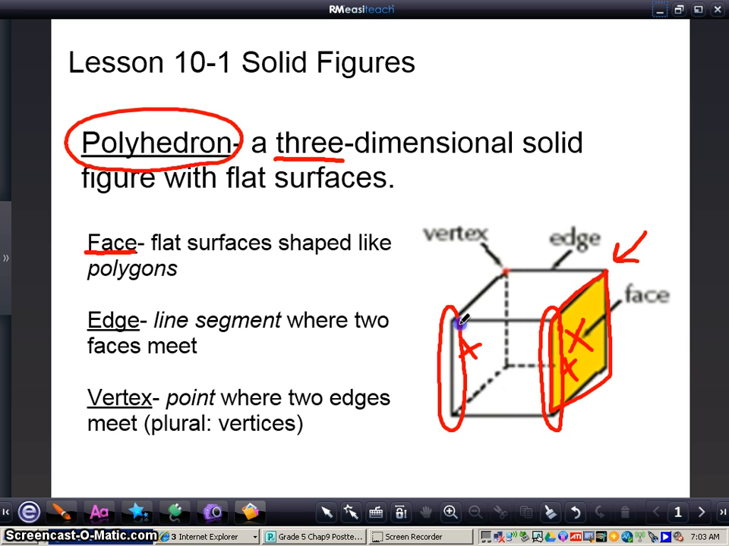Now the next term we're going to look at is vertex. And what a vertex is, that's the point where two edges meet, and the plural form of this is vertices. So think about just any point on a polyhedron. For example, looking at my cube, that would be considered the vertex, vertex, vertex again, vertex, and so on. So any point where two edges meet would be classified as the vertex. Plural form would be the vertices.